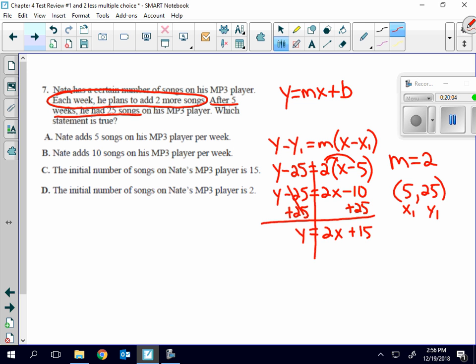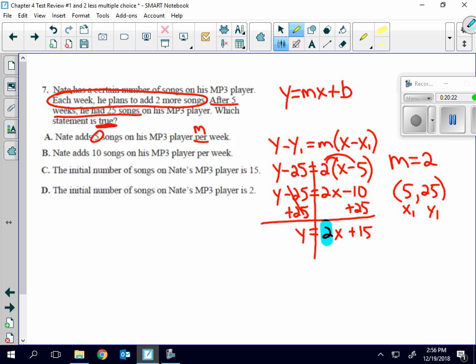All right, now that it's in slope-intercept form, let's see what we have. A says, when we're looking for a true statement this time, so pay attention, he adds 5 songs on his MP3 player per week. Keyword, we're looking for the slope. Is the slope 5?